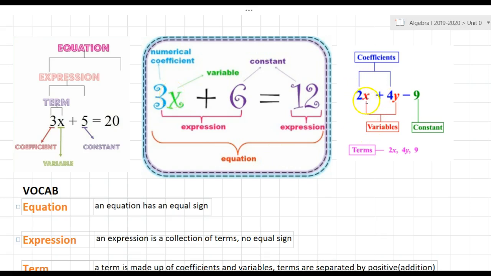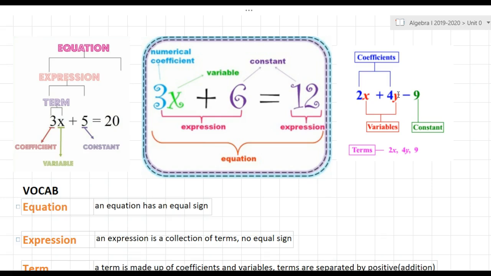Here I have the term 2x. 2 is the coefficient, x is the variable. And I have the term 4y. 4 is the coefficient, y is the variable. Coefficient is the number in front of the variable.